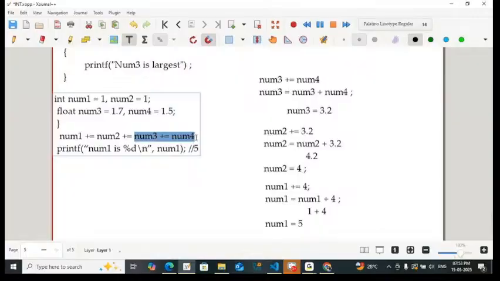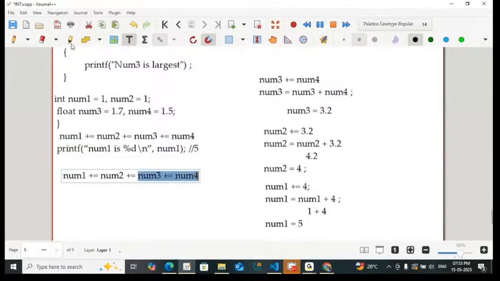So first I have to solve num3 plus equal to 4. When I solve num3 plus equal to num4, it is num3 is equal to num3 plus num4. So num3 gets the value 3.2. That 3.2 gets replaced at this place. I'll just highlight here. At this place 3.2 will be replaced.